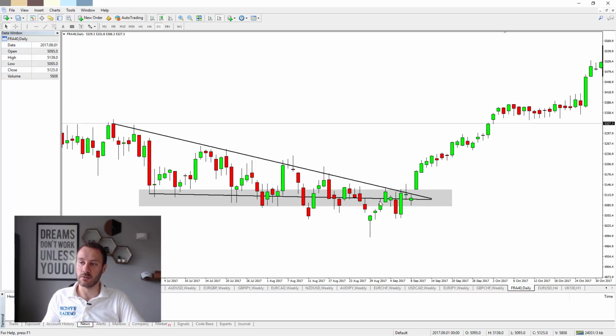Now, first of all, what is this? And what is this? This is a false break down. Lots of traders getting in here, turns around and goes the other way. That's why we use the confluence of our support and resistance level.